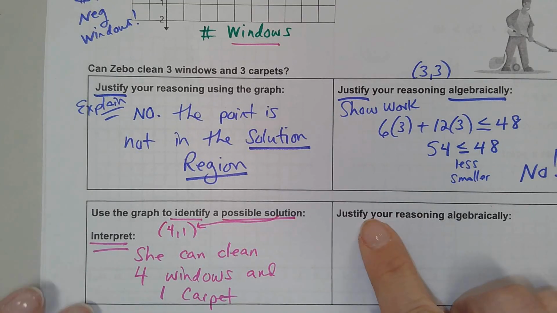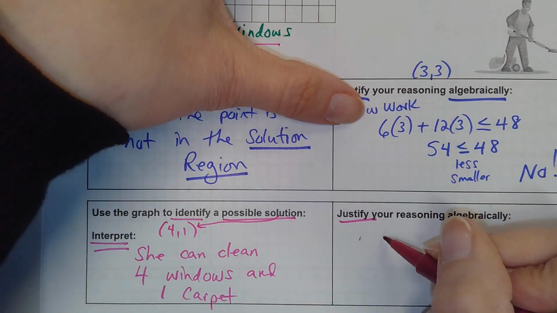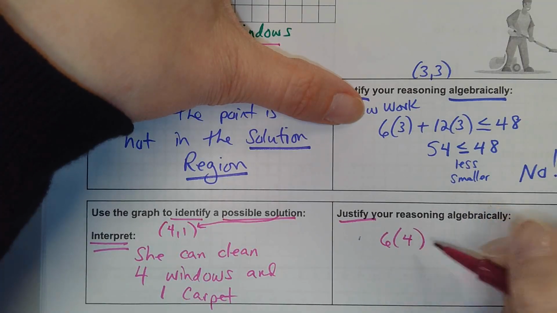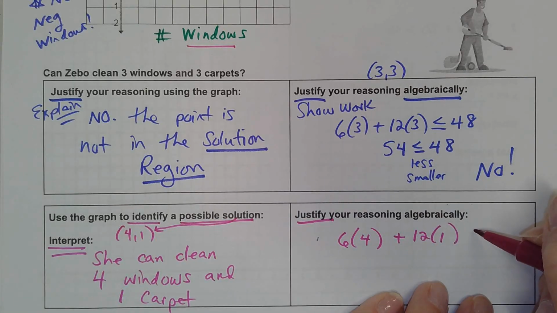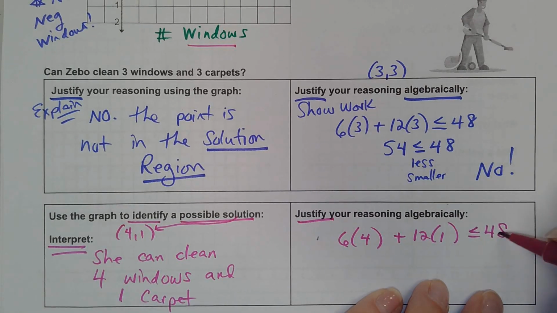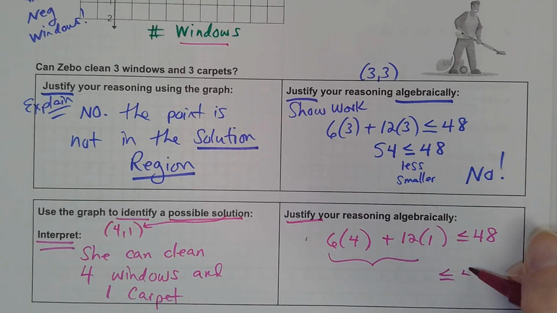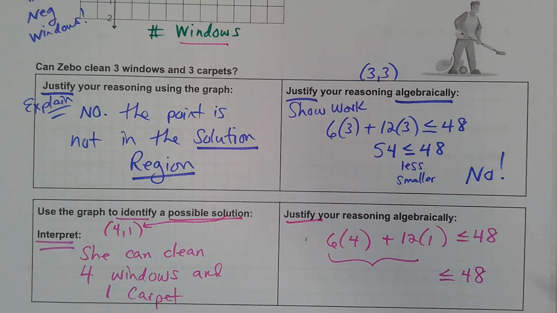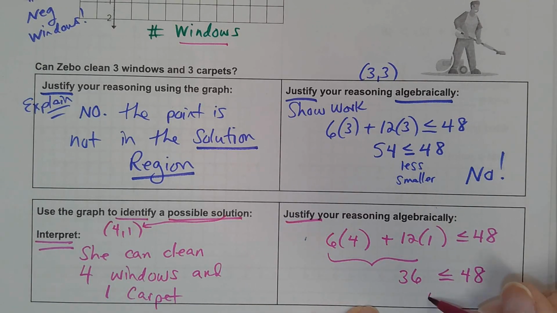Okay. Now, let's show some work algebraically. Let's show 4, 1 working. 6 times the 4 plus 12 times the 1. Is that less than or equal to 48? What does this side make? 36. Is that less than 48? And the answer is yes. Great job, math.